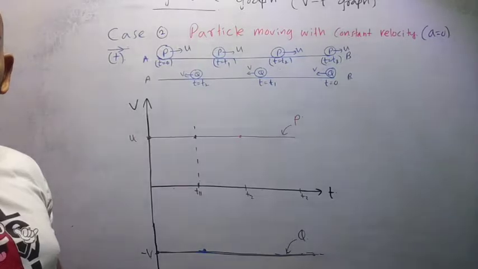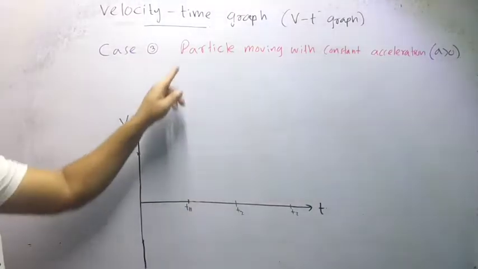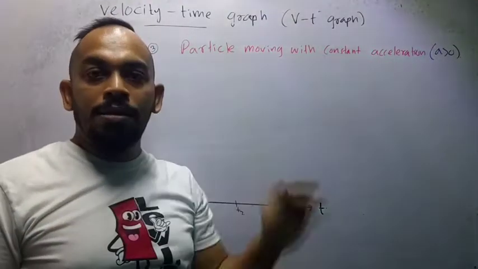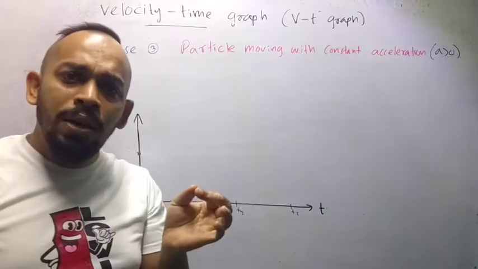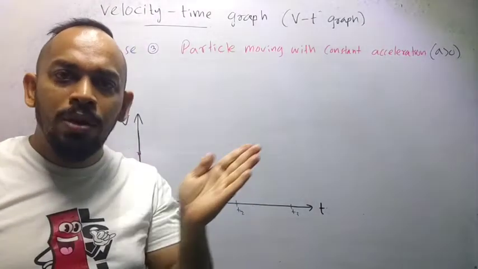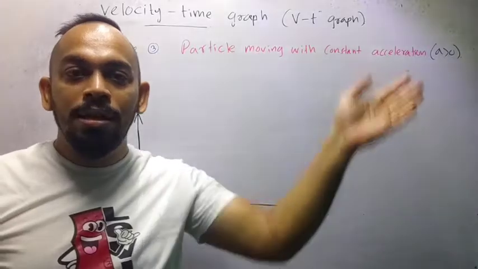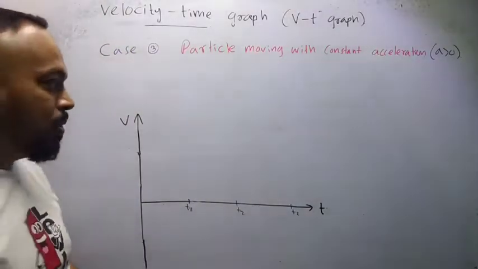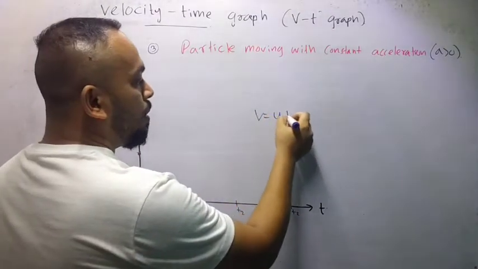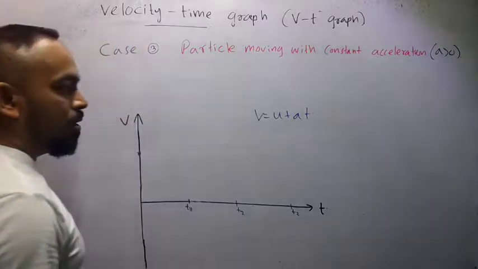Now we'll move on to the next case. This is case 3: a particle moving with constant acceleration. Constant acceleration means velocity increases. How does velocity increase? Velocity increases linearly. So you know that v equals u plus at.